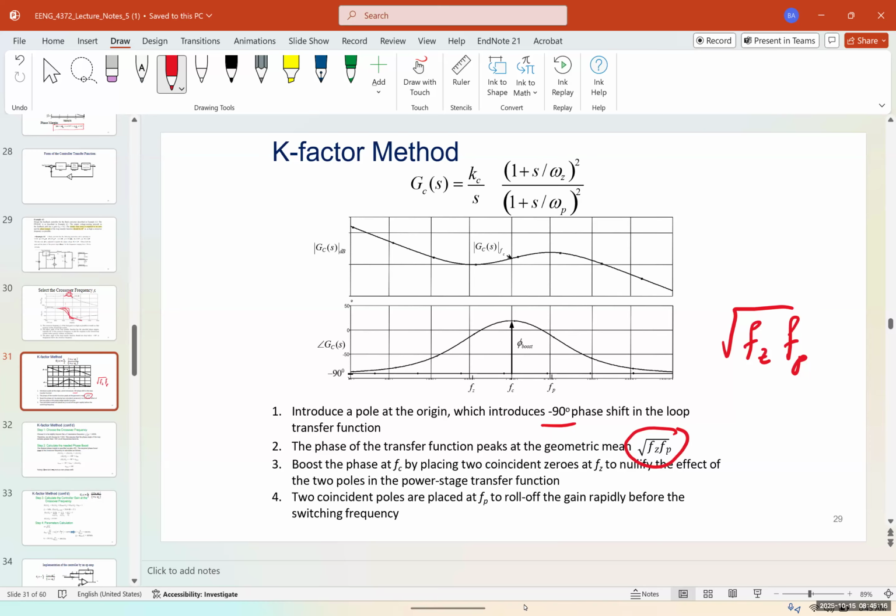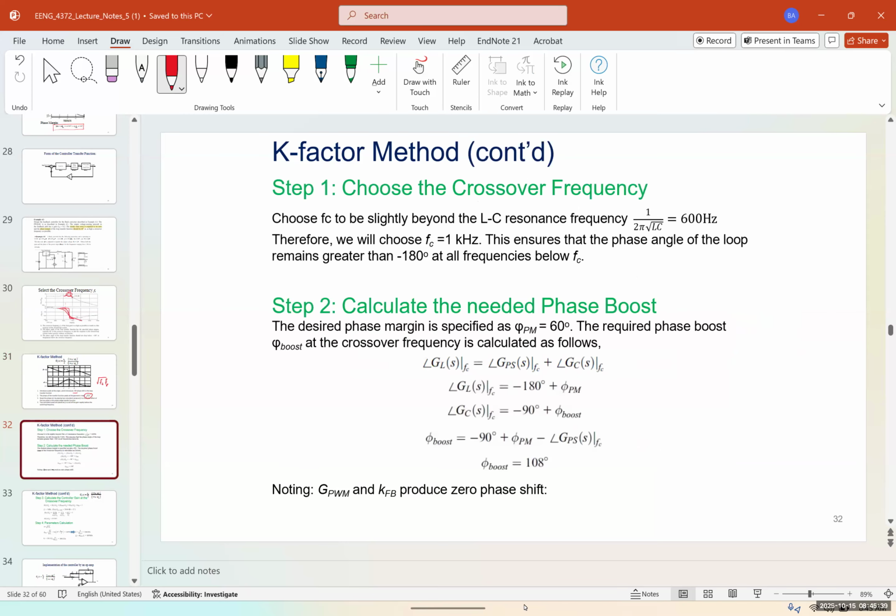And we boost the phase at Fc by placing 2 coincident zeros at Fc to unify the effects of the 2 poles in the power stage transfer function. The coincident poles are placed at Fp to roll off the gain rapidly before the switching frequency. Now, to solve the problem, we would go through 4 steps. The first step is to choose the crossover frequency. We choose Fc to be slightly beyond the LC response frequency, which is 1 over 2 pi square root of LC.